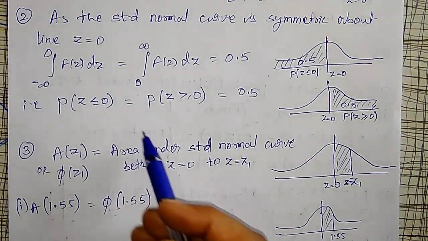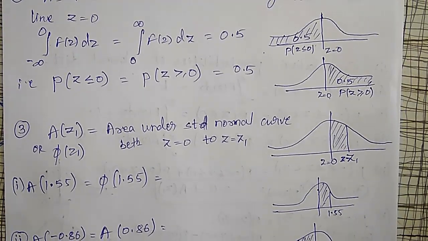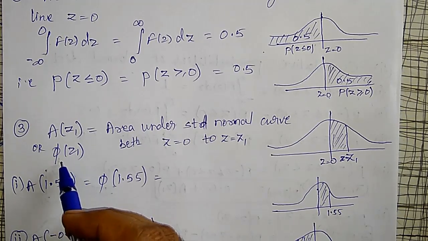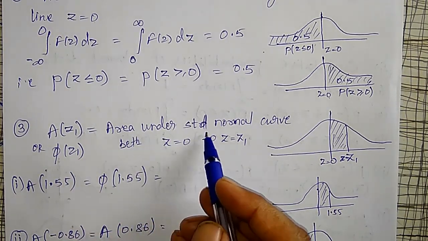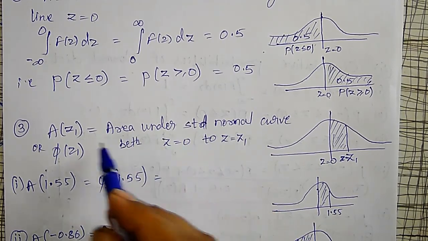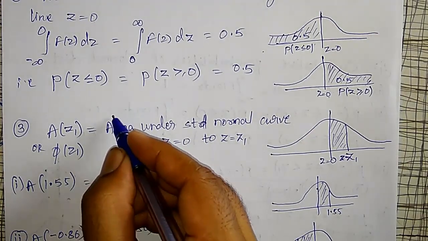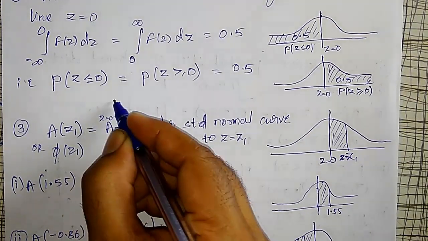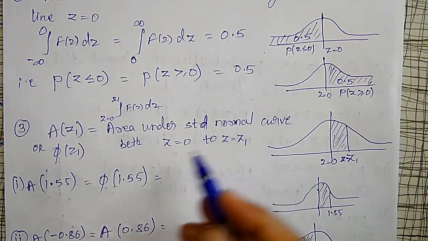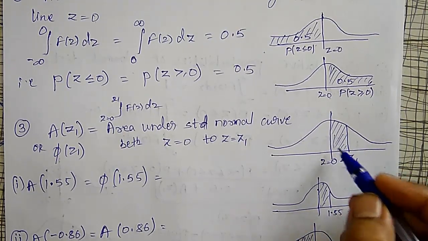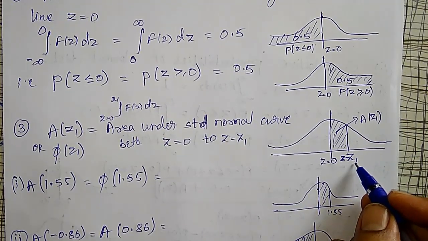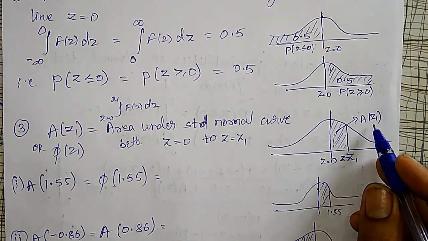And if z1 is lying anywhere in between, that is a of z notation I am using here. A of z1, or phi of z1, is the area under the standard normal curve between z equal to 0 and z equal to z1. This is nothing but the integration from z equal to 0 to z1 of f of z dz. That is nothing but the area under the normal curve. This is given by a of z1. The area between z equal to 0 and z equal to z1 is nothing but a of z1.